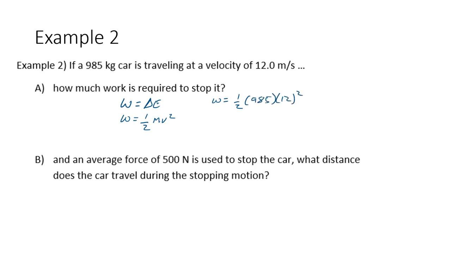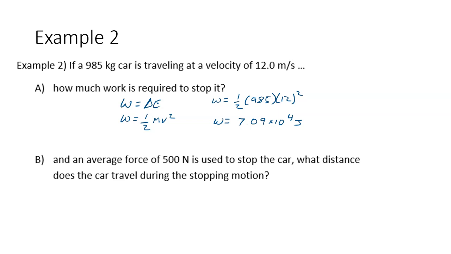So taking a look at 1/2 mv squared, we find that that work is going to be 7.09 times 10 to the 4 joules. Now, when you're stopping a car, where does that energy go? Where is it transferred to? Well, it's transferred usually to the thermal store because of the friction between the tires and the road. But that amount of energy is the work done.